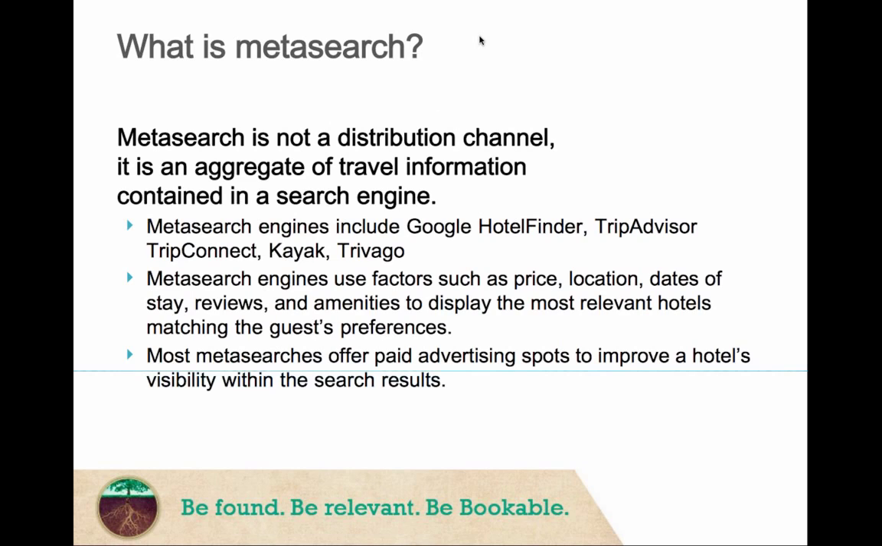This means that someone can search for a hotel by maybe the price and the location, a combination of dates of stay, positive reviews, and certain amenities that they're looking for. So this greatly changes the way that people can interact with hotel information and make selections based on very individual preferences. Most meta searches offer paid advertising spots to improve a hotel's visibility within the search results as well, and we'll go over that some more later in the presentation.